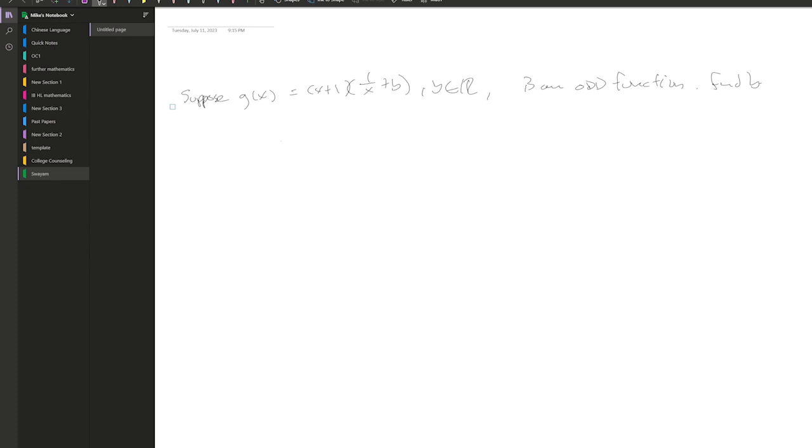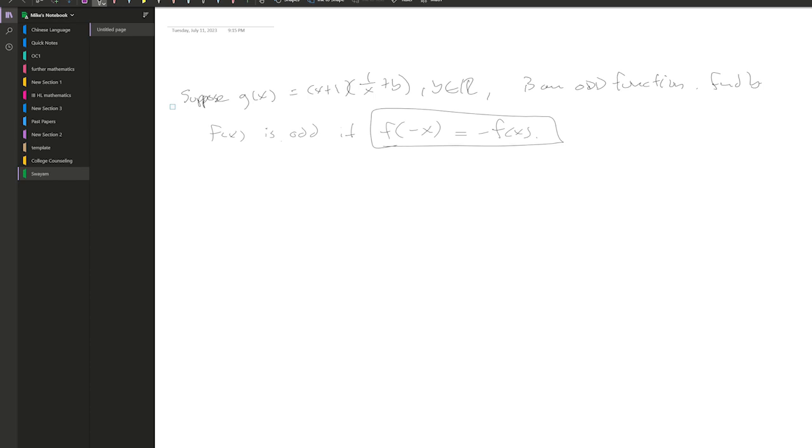It says that g of x is the function (x plus 1) times (1 over x plus b). B is a real number, and this thing is an odd function, and we need to find b. So first thing we need to define is what is an odd function. F of x, for example, is odd if f of negative x is the same thing as negative f of x. That's that definition.